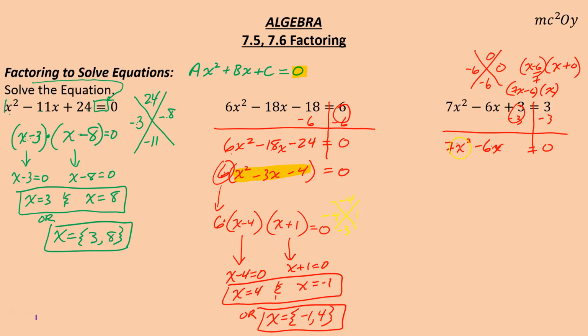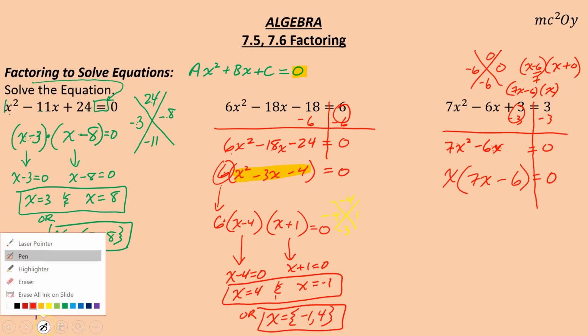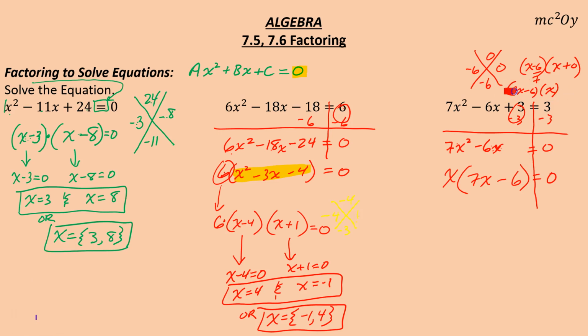What I would do is look for the greatest common factor first. What goes into 7x squared and 6x? Well, 7 and 6, nothing, but x squared and x is just x. X times what is 7x squared? That's 7x. X times what is negative 6x? Negative 6. And you'll notice this right here is the same as this right here. These two pieces are the same. Let me highlight that just so you know. And you could do it either way.